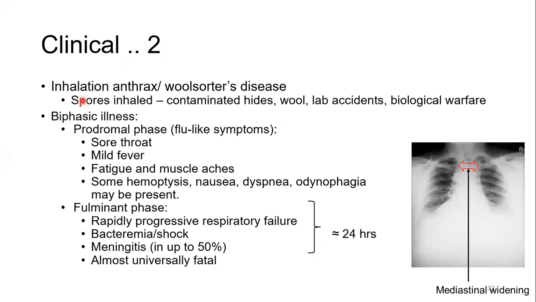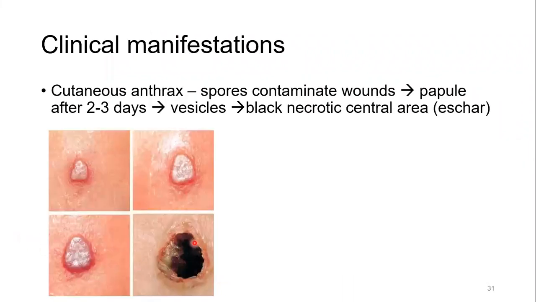Then we have inhalation anthrax, which previously used to be known as wool-sorter's disease. The eschar apparently looks like a hole, but it's actually a black scab that forms on top of the wound. So that's characteristic of cutaneous anthrax.